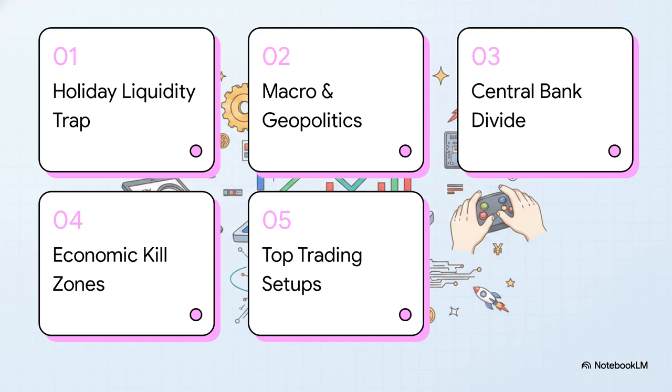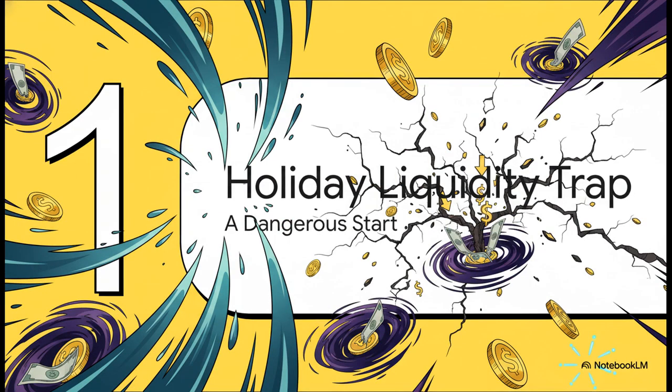We'll start with the holiday liquidity trap, look at the macro regime and geopolitics, and then break down the central bank divide. After that, we'll cover the weekly economic kill zones and wrap up with some high-conviction trading setups. Let's get to it. All right, starting with Section 1, the holiday liquidity trap.